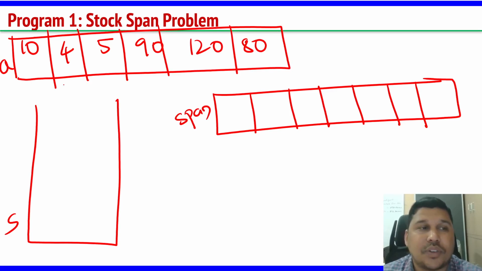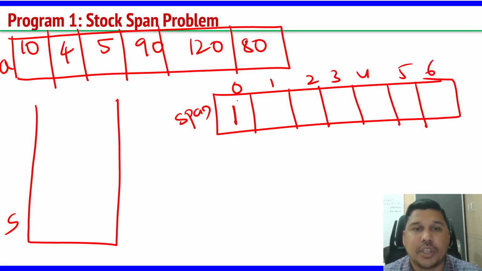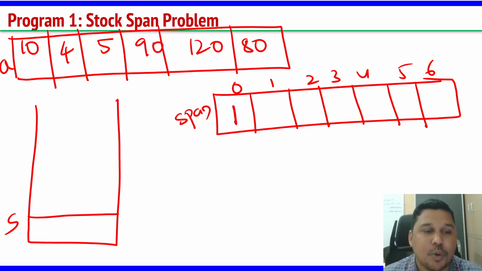So, what we are doing here? First, you put 1 here by default in index 0, because for the first element we don't have any span. So, put 1 directly here. And place the topmost element onto the stack. The index of the first element, I am storing it here.